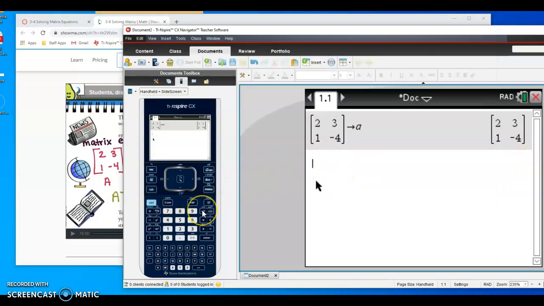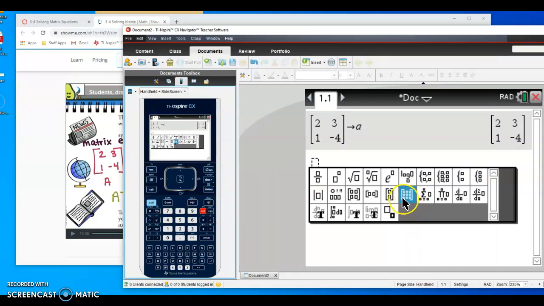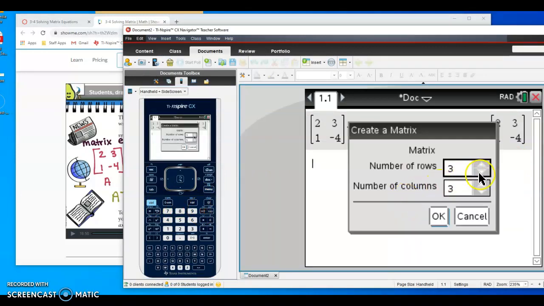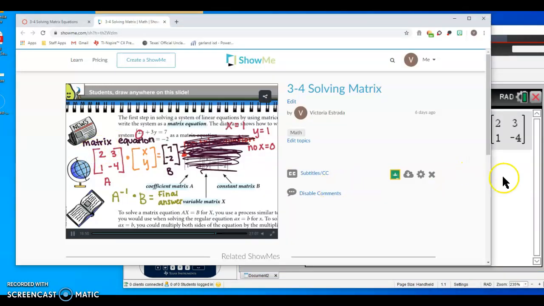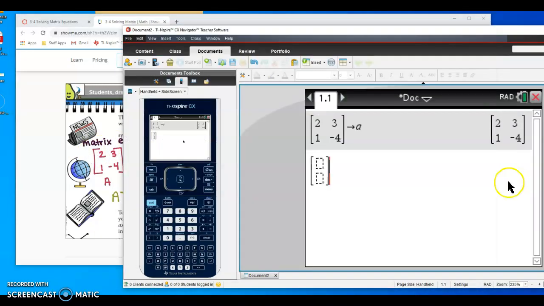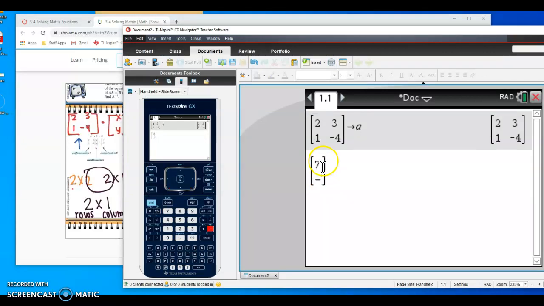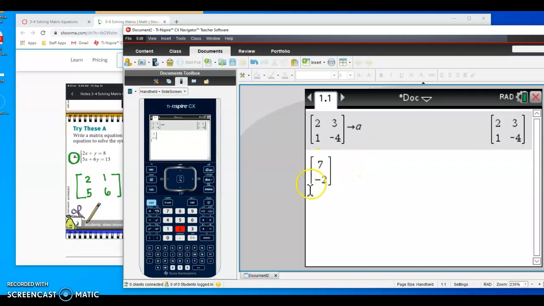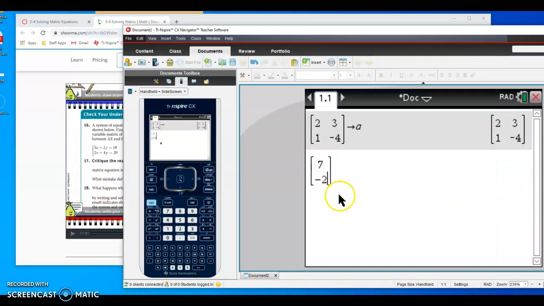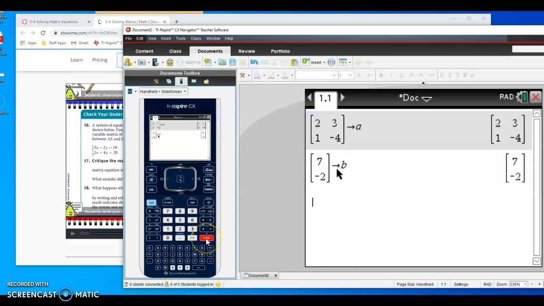So we're going to go back to this matrix. Click on this again. We're going to store 2 rows in 1 column. Okay, and then we're going to type 7, negative 2. So 7, negative 2. And we're going to store this to B. Okay, so Control, oh wait, we forgot to arrow over. Arrow over, Control, Store. We're going to store it as B, Enter.